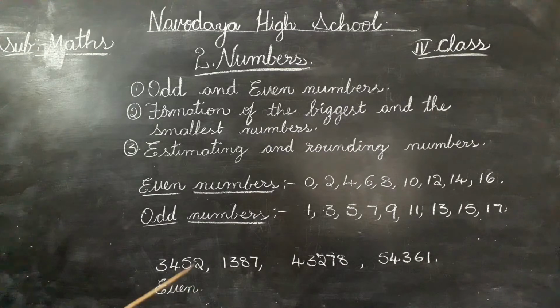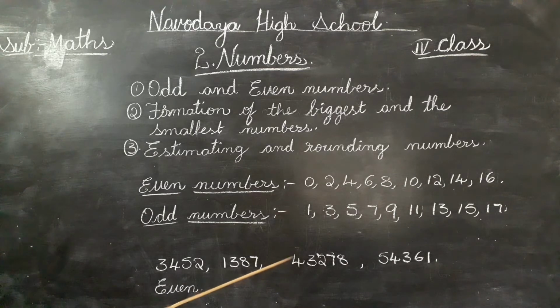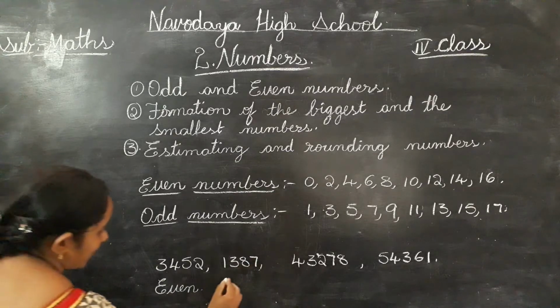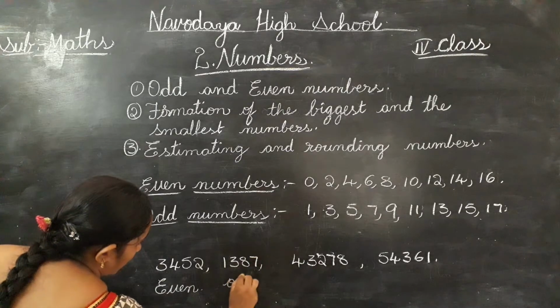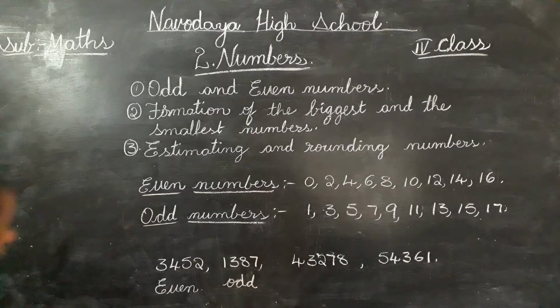Here you will check only the ones place digit. No need to check all the numbers. You check only the ones place digit. 1387. What is the value in ones place? 7. Is 7 even or odd? Odd number. So the total 1387 is an odd number. Like this, you will find whether these two numbers are even or odd.